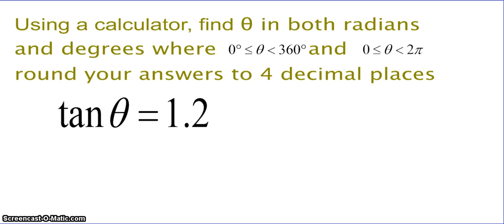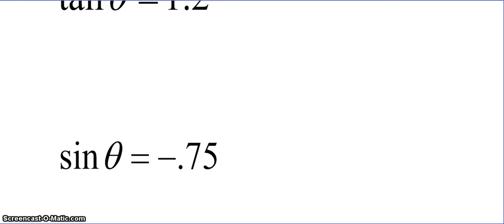So, first example, I want you to use your calculator, or you have to use your calculator in this case. Find theta in both radians and degrees between 0 and 360 and 0 and 2 pi, including 0, not including 2 pi, including 0, not including 360. Round your answers to 4 decimal places. So you have tangent of theta is 1.2 and sine of theta is negative 0.75.